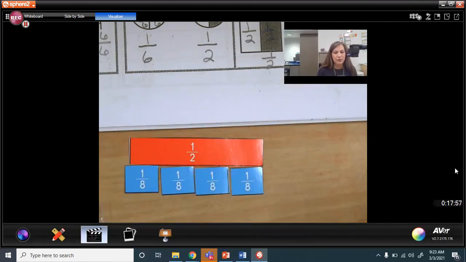So let's see what you come up with. Play with your fraction strips a little bit. And I can't wait to see what you come up with.